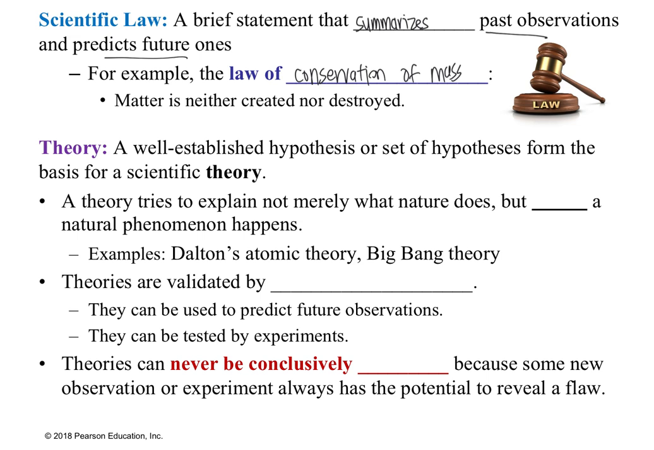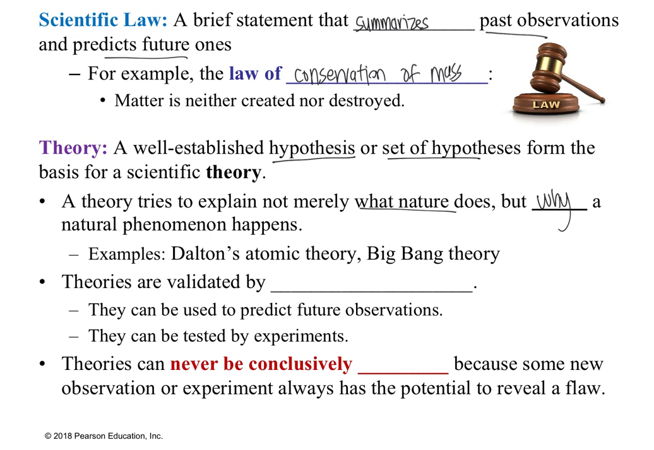A theory is going to take a bunch of laws and try to pull them together and come up with a hypothesis or a set of hypotheses that kind of explains why those laws happen. So not just what nature does, right? Not just the observations, but the why. It's trying to actually explain a phenomenon.